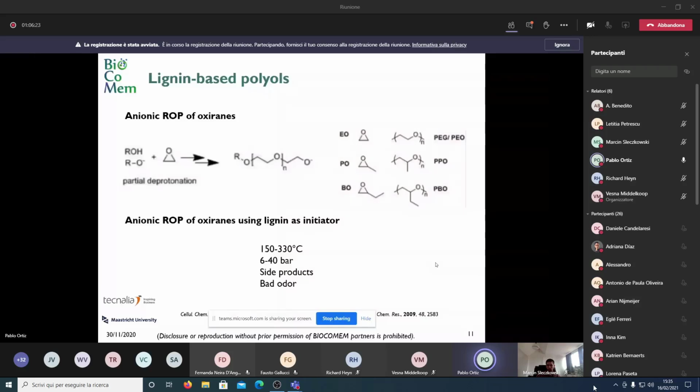Now, if one wants to have a partially bio-based product from a partially bio-based polyol, one can use lignin as an initiator, do this reaction using lignin as I said, as an initiator, and then graft these chains to the lignin. Now, this process requires high temperatures and pressures and results in the lignin-based polyol, but also a lot of side products and also importantly, other final products.